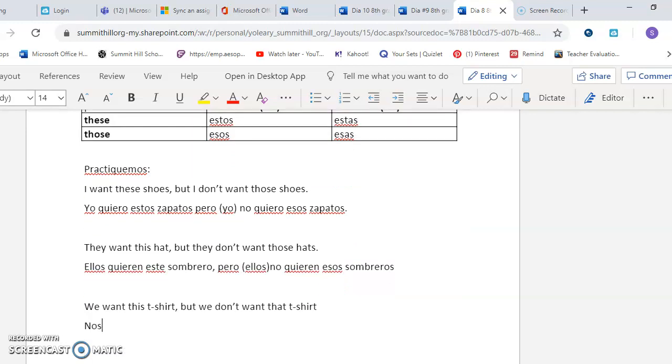So I would say nosotros queremos. And then it says this t-shirt. So it will be esta camiseta. Notice that it's camiseta, right? Then it says, but we don't want. Pero nosotros. Once again, you can omit this. Pero nosotros no queremos. And then I need to say that t-shirt.